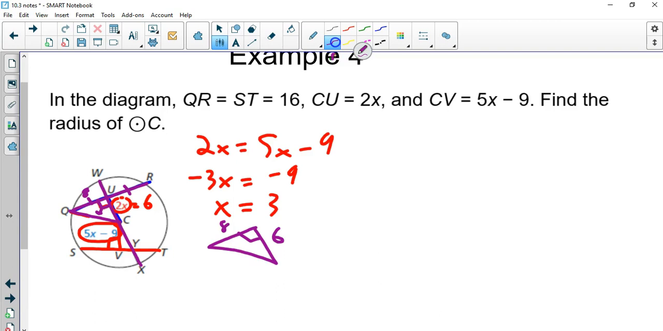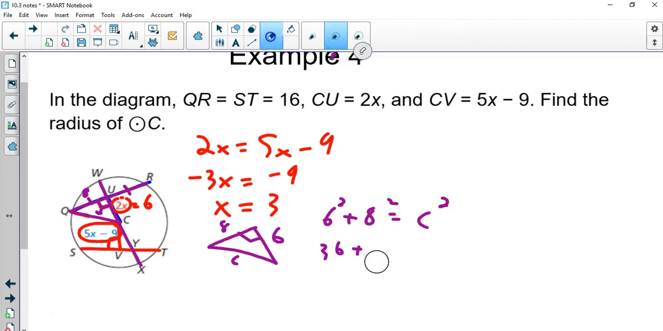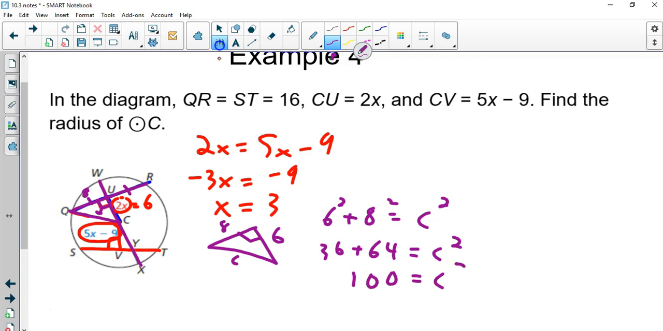And now we just use our old friend Pythagoras to find out what the hypotenuse is and the radius. So 6 squared plus 8 squared equals C squared. So this is 36 plus 64. 8 times 8 is 64. I cannot do math. So that's 100. And we square root both sides. We find out that C is 10. And that is also the radius. So the radius of the circle is 10.